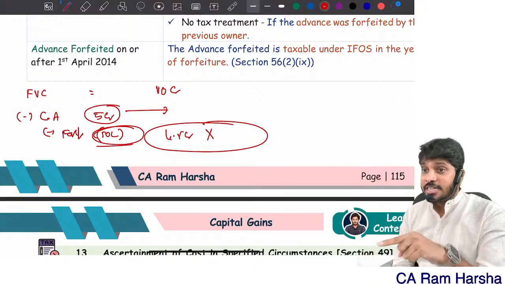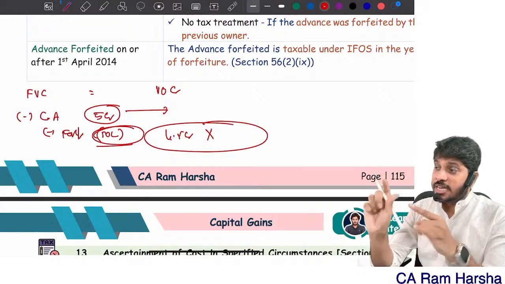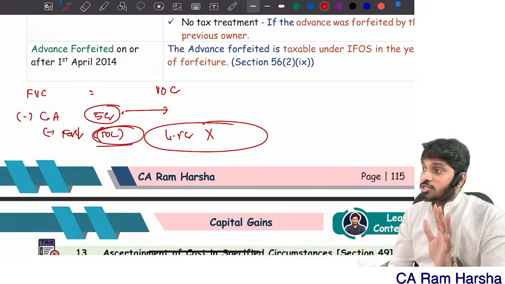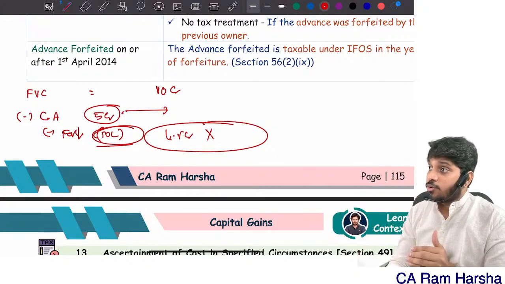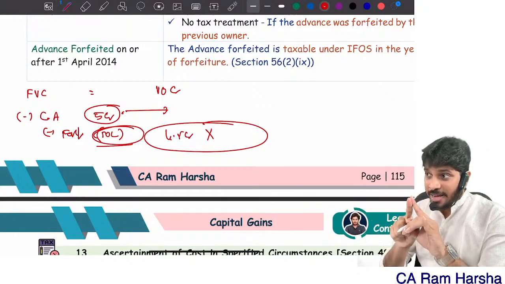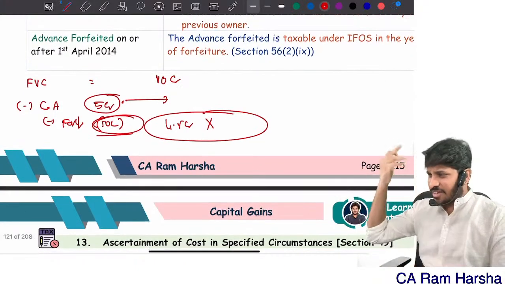If at all indexation has to be computed, indexation has to be applied on balance cost of acquisition available after removing forfeiture. Sometimes from cost of acquisition, if you reduce the forfeited amount, cost might become negative. That time you should make it 0. Able to understand? That's it. Very rare, extremely rare cases.